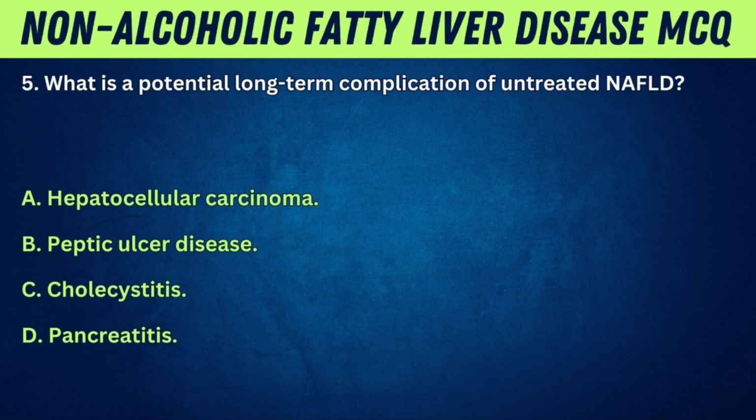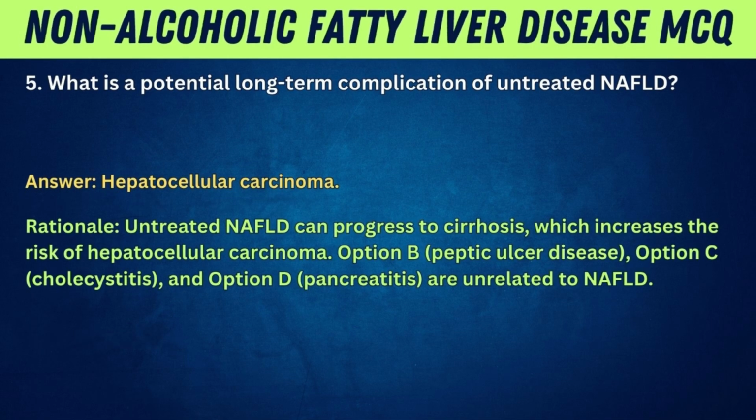5. What is a potential long-term complication of untreated NAFLD? A. Hepatocellular carcinoma. B. Peptic ulcer disease. C. Cholecystitis. D. Pancreatitis. Answer: hepatocellular carcinoma. Rationale: untreated NAFLD can progress to cirrhosis, which increases the risk of hepatocellular carcinoma. Option B, peptic ulcer disease, Option C, cholecystitis, and Option D, pancreatitis, are unrelated to NAFLD.